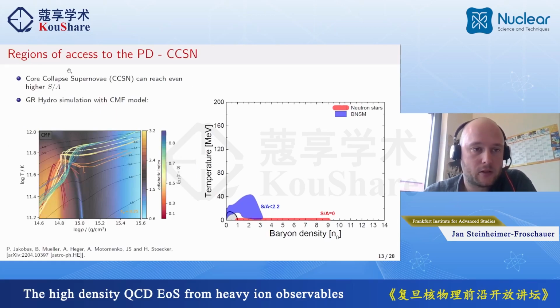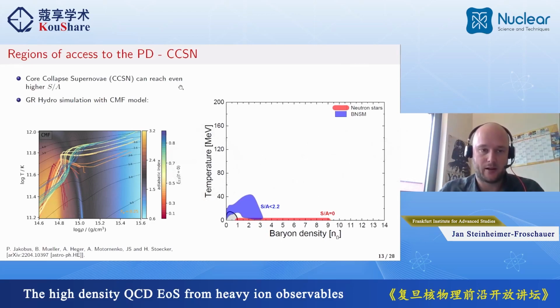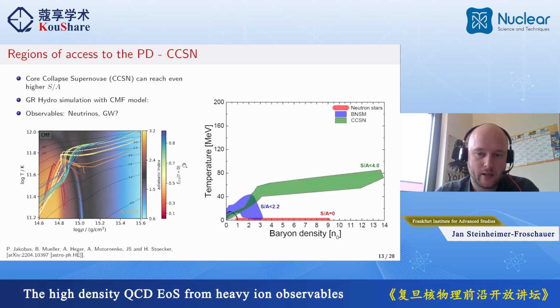What you can also do is look at core collapse supernovae, which means you have a very big star which collapses into a black hole. And by doing that, it creates a lot of stuff which is emitted outwards. You can also do general relativistic simulations, again using the CMF model. And again, here we see the density versus temperature. And these are different trajectories. What we found here is that, in fact, in these core collapses, you can actually produce much, much higher density and a little bit higher temperatures, which is nice.